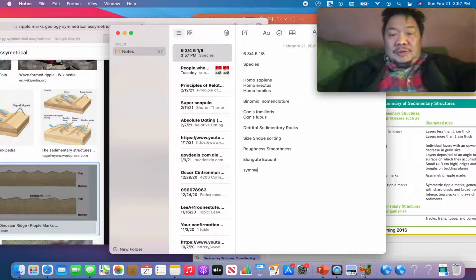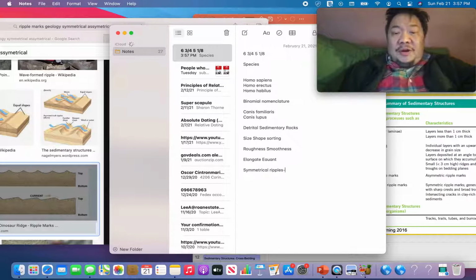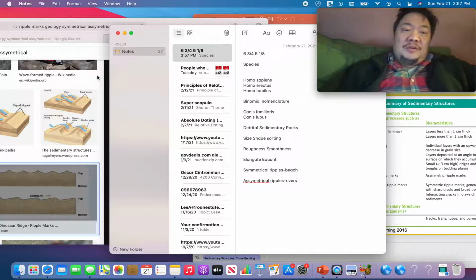Symmetrical ripples. Symmetrical ripples form where? On the beach. Asymmetrical ripples form where? For rivers. And when I say rivers, I mean creeks and streams too.